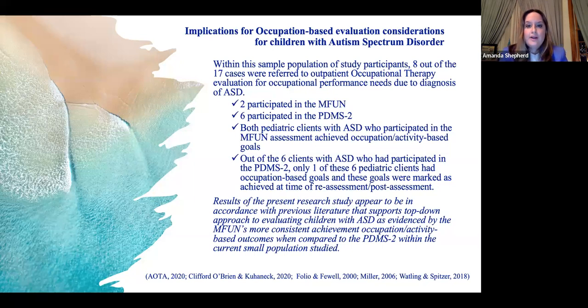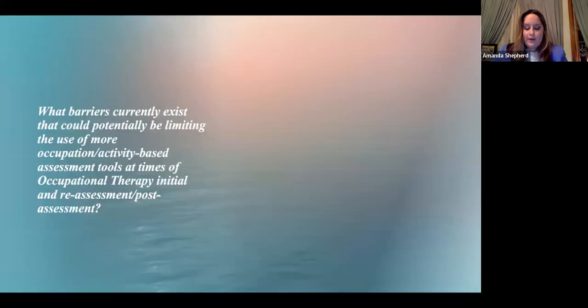So results of the present research study appear to be in accordance with previous literature that supports a top-down or occupation-based approach to evaluating children with ASD, as evidenced by the MFUN's more consistent achievement of occupation-based outcomes in comparison to the PDMS-2 or more developmental approach.